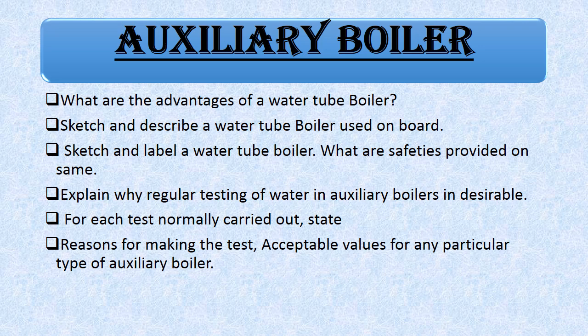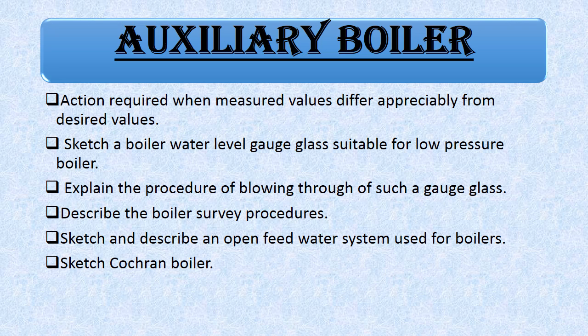These questions are repeated. Sketch and label a water tube boiler. What are the safeties provided on the same? Safeties, that is your alarms and trips. Explain why regular testing of water in auxiliary boiler is desirable. For each test normally carried out, state the reasons for making the test, acceptable values for any particular type of auxiliary boiler, and actions required when measured value differs appreciably from the desired value.